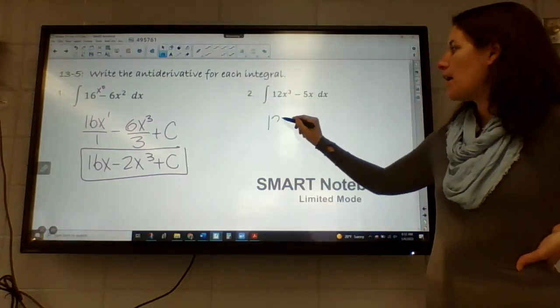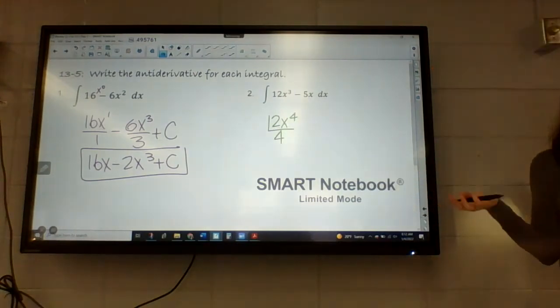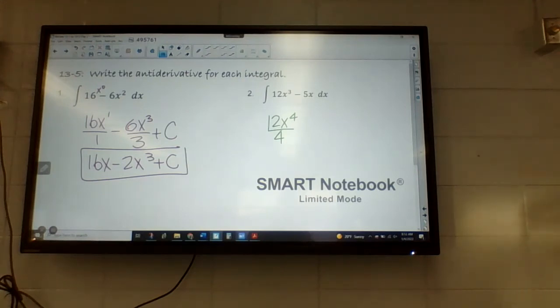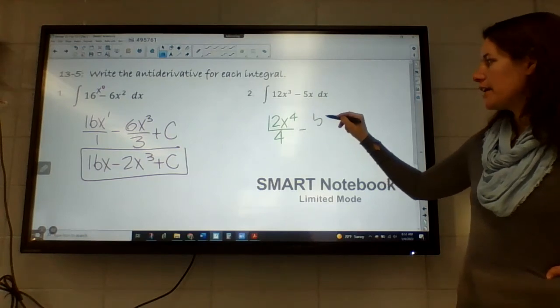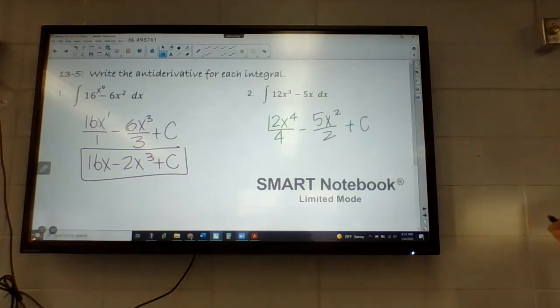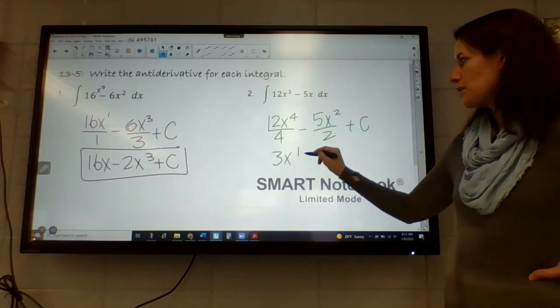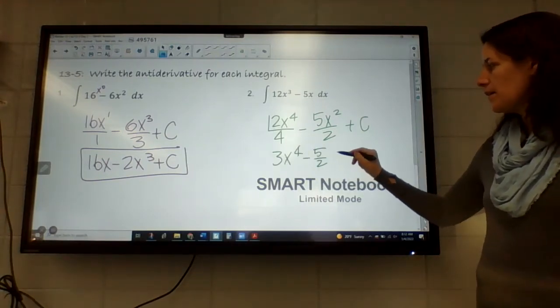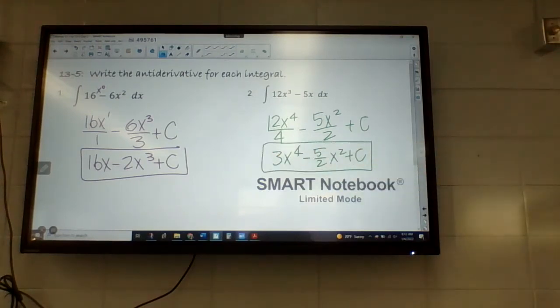So this becomes 12x to the fourth. And if you don't need to show this step, like if you're thinking, well, that's 3, why does she keep writing 12 over 4? I'm just trying to remind you how we did it, just in case it's not set in stone in your head yet. And then again, the plus c is because when I take the derivative of that, it just cancels out. Now this one is going to have a fraction, that's okay, especially since we don't have to evaluate it. So that would be our antiderivative then.